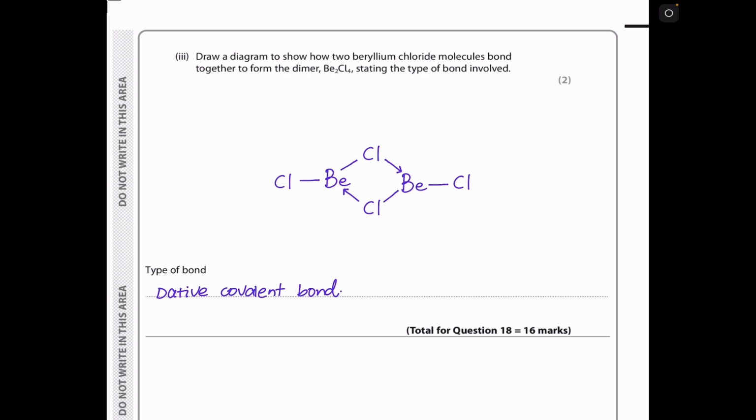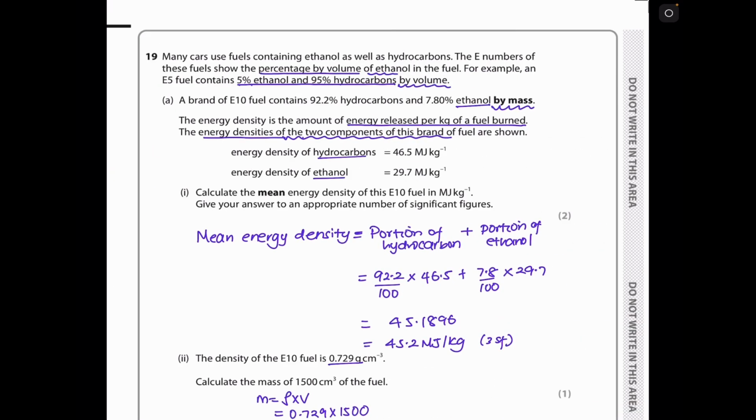Let's continue to question 19. Question 19, many cars use fuels containing ethanol as well as hydrocarbons. The E number of these fuels shows the percentage by volume of ethanol in the fuel. For example, an E5 fuel contains 5% ethanol and 95% hydrocarbon by volume. In part A, a brand of E10 fuel contains 92.2% hydrocarbons and 7.8% ethanol by mass.